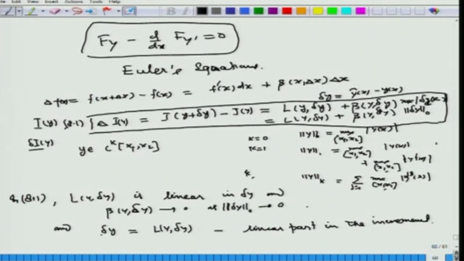So, that is the definition here. This linear part is called the differential. We say that df equals f prime x dx. So, that is what is called the differential.